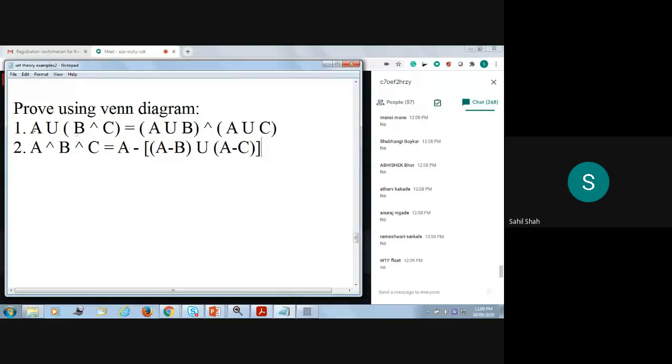We will draw a Venn diagram for the left hand side. We will shade the part according to the operations mentioned. We will again redraw a separate Venn diagram for the RHS. We have to again shade the mentioned areas using the operations, and show that both the shaded regions of LHS and RHS are matching. If that is the case, you will say that LHS is equal to RHS using Venn diagram. Is it fine?